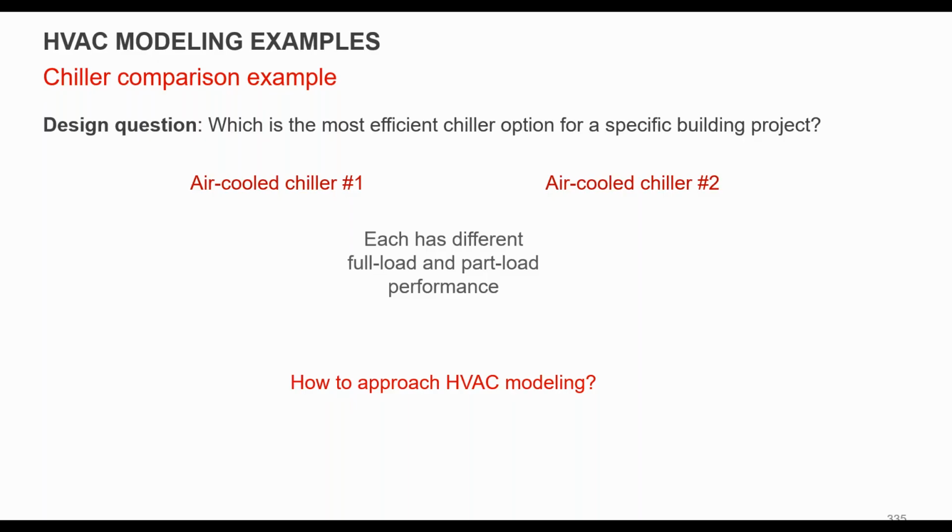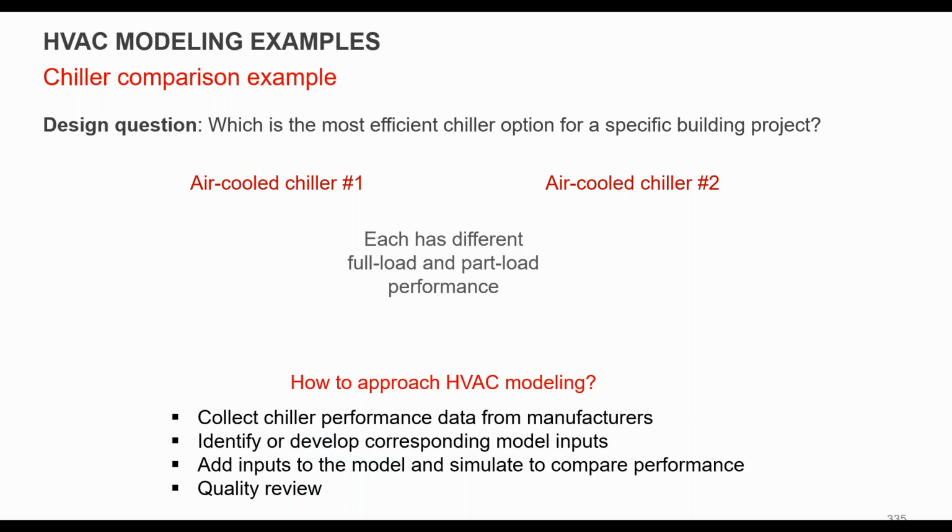We'll keep moving. So next up in the HVAC comparison, we'll be looking at different chiller options. In this case, we're looking at 2 different air-cooled chillers, and the question here is, what's the most efficient option? And efficient could be, again, different things. It could be energy cost, it could be energy, it could be carbon emissions, but something to consider when you're framing this analysis, make sure what it looks like. The 2 chillers have different full load and part load performance. So how do we approach the modeling?